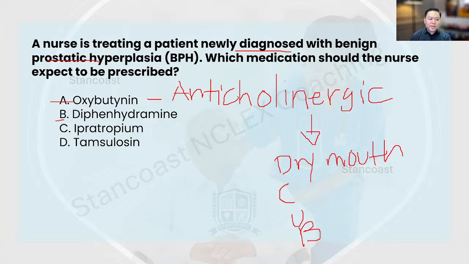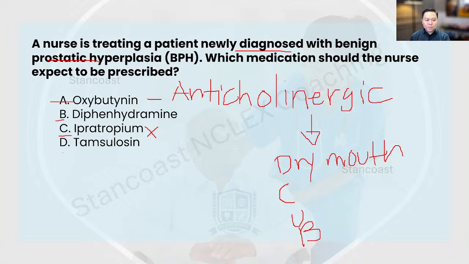Now, letter C, what is ipratropium? Ipratropium is another medication that we can administer to a patient with a chronic obstructive pulmonary disease. Also, this has an anticholinergic effect. Okay, so this is something that we need to remove because it has an anticholinergic effect. It can also cause retention.